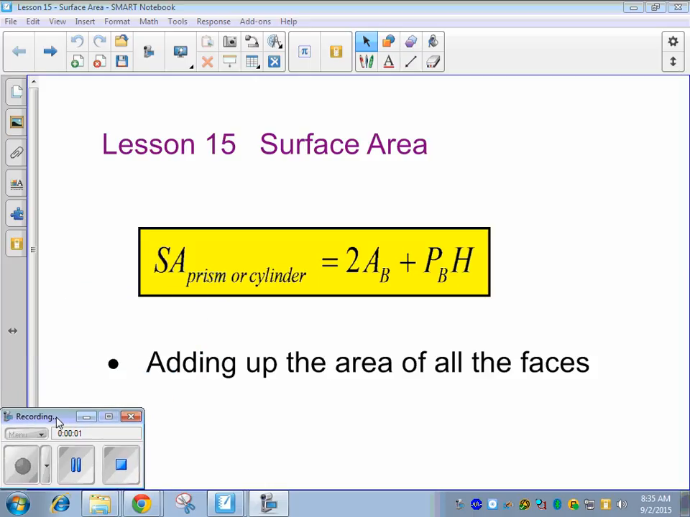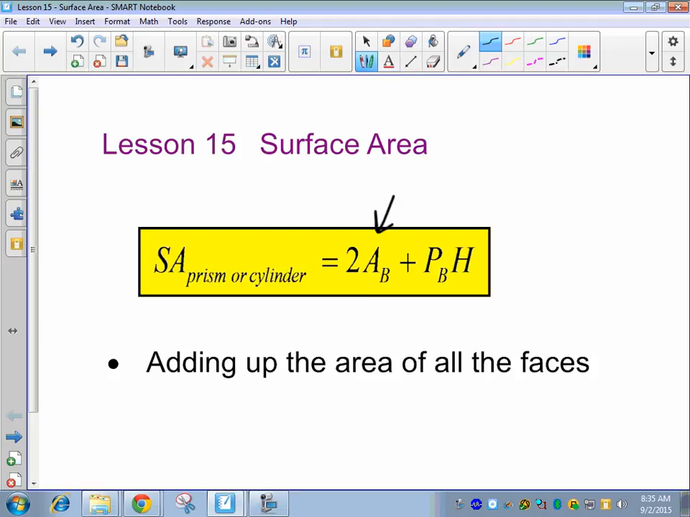Formula on the worksheet, guys, but if you want to box it, highlight it, star it, something, this is an important formula that you will be using for a long time, and it's really helpful. So the surface area of a prism or a cylinder equals 2AB plus PBH.